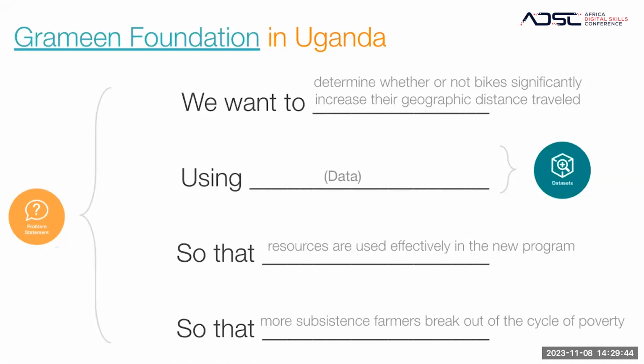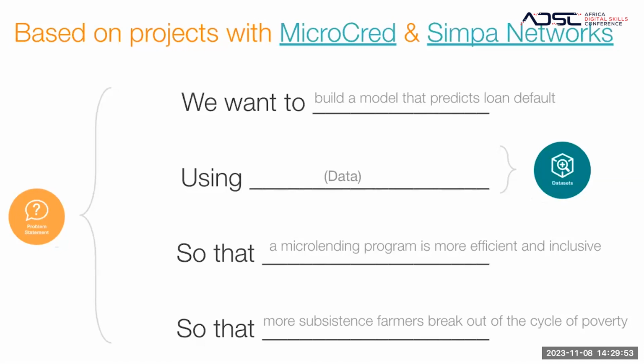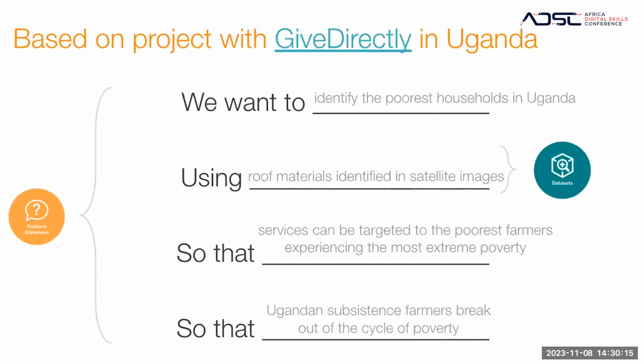But we count this as a success because they were able to make a data-based decision and use their resources more effectively. Beyond just a simple credit score model, which is generally only a predictor of past performance, how do we actually predict future loan repayment? So this is work we did with Microcred in Senegal and Simpa Networks in India, building alternative credit scoring techniques to allow these organizations to reach previously overlooked populations.